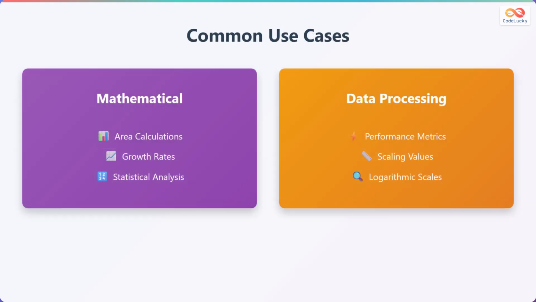The pow command has many practical applications. For mathematical purposes, you can use it for area calculations, growth rate analysis, and statistical computations. In data processing scenarios, it's valuable for calculating performance metrics, scaling values proportionally, and working with logarithmic scales. These use cases make pow an essential tool for financial calculations, scientific data analysis, and business intelligence reporting.